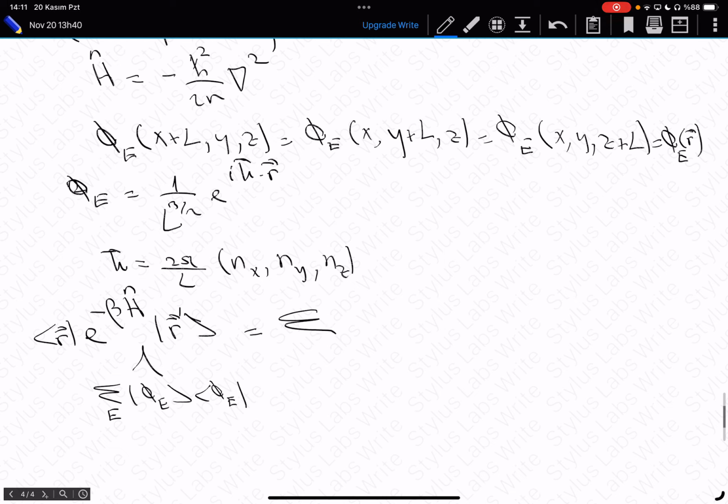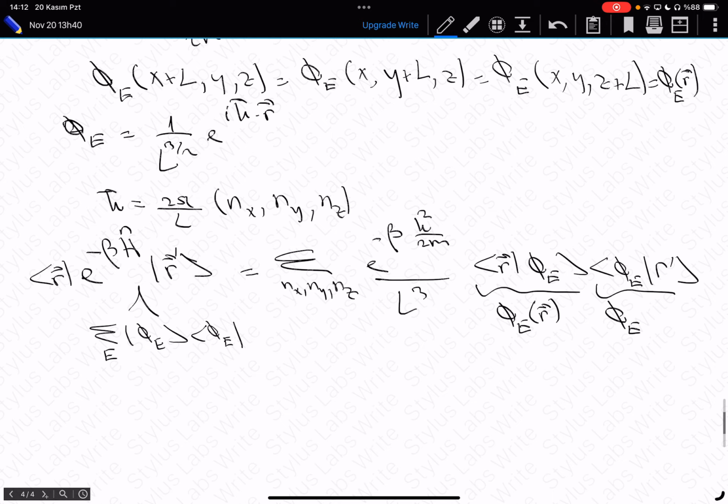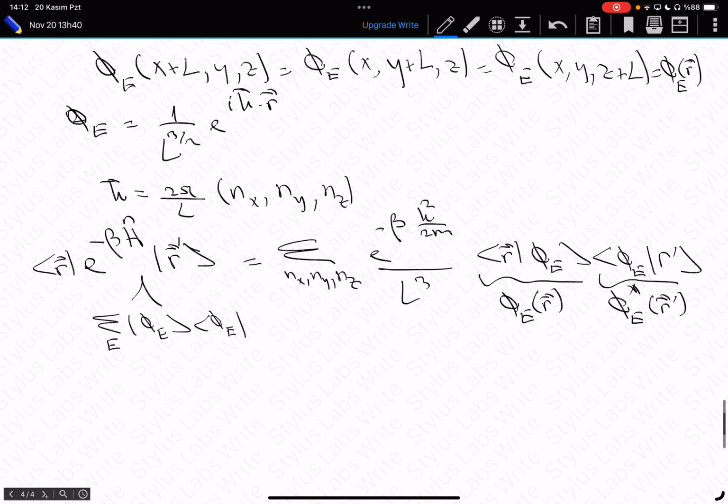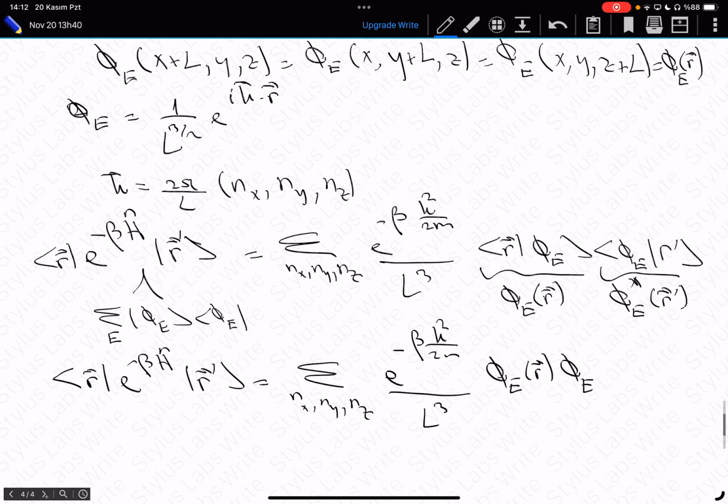Which will give us a sum over all possible nx, ny, and nz of e to the power minus beta times the energy, where the energy will be just k squared over 2m, divided by L cubed, times phi E at the position R. This is what we call phi E at the position R, and this is the conjugate of phi E at the location R prime. So this matrix element of this operator will be summed over nx, ny, and nz of e to the power minus beta k squared over 2m divided by L cubed, phi E of R, phi E conjugate of R prime.